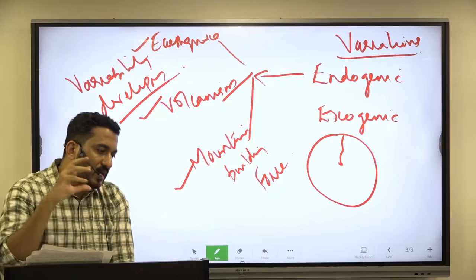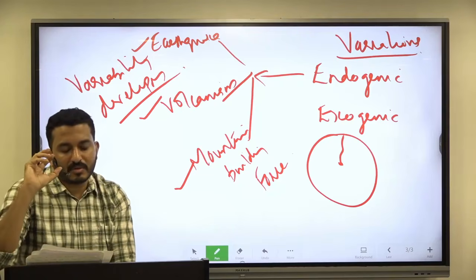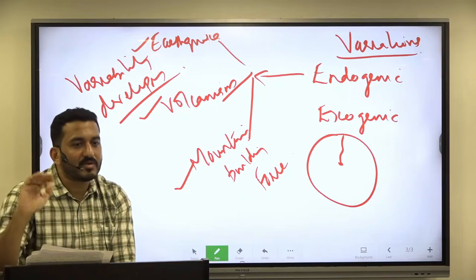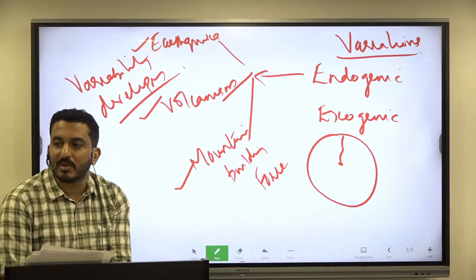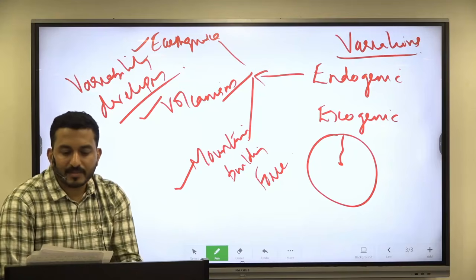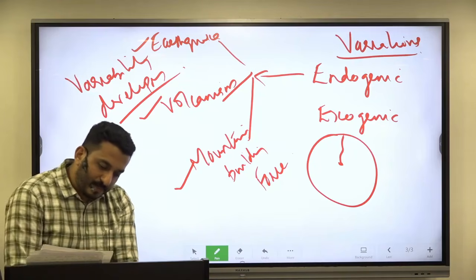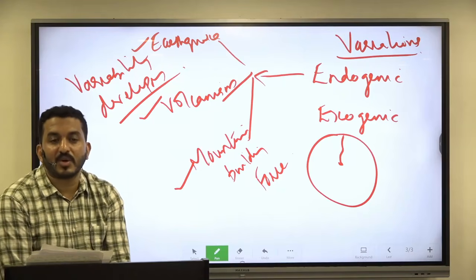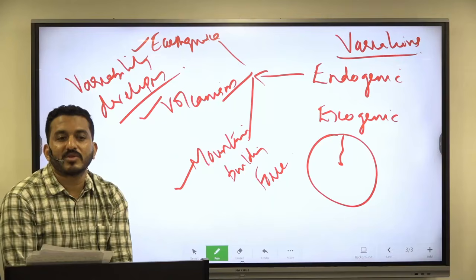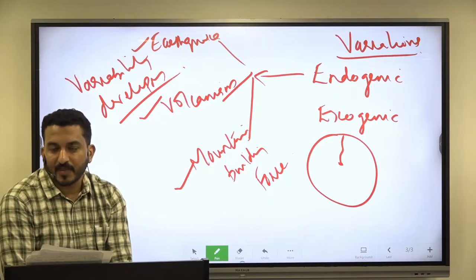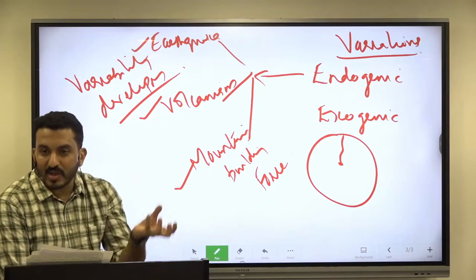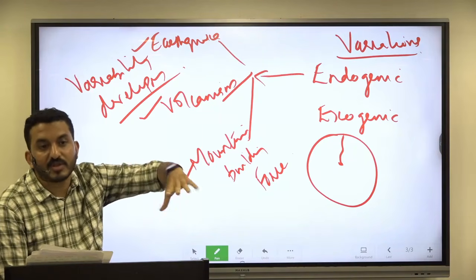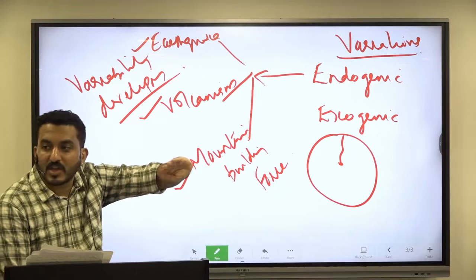So the single point is endogenic force, but endogenic force acts in different ways, through different processes. That is how earthquake, volcanism and mountain building are formed. For the time being, understand endogenic force means force which acts within the earth's interior. These forces will come to the surface and develop some variations on the Earth's surface.